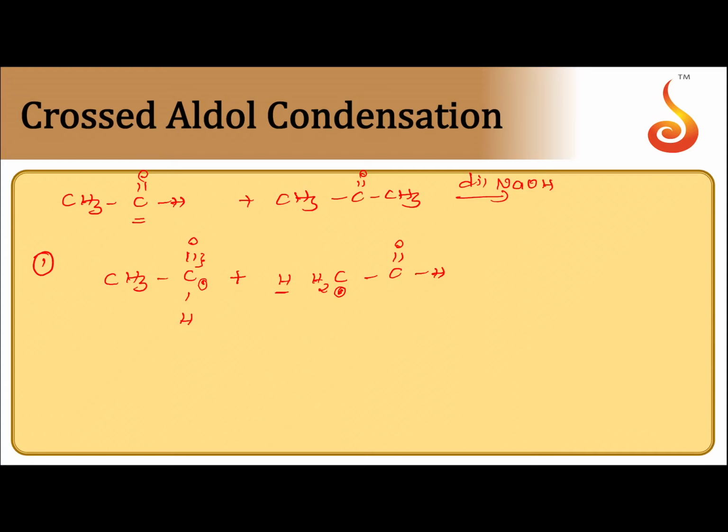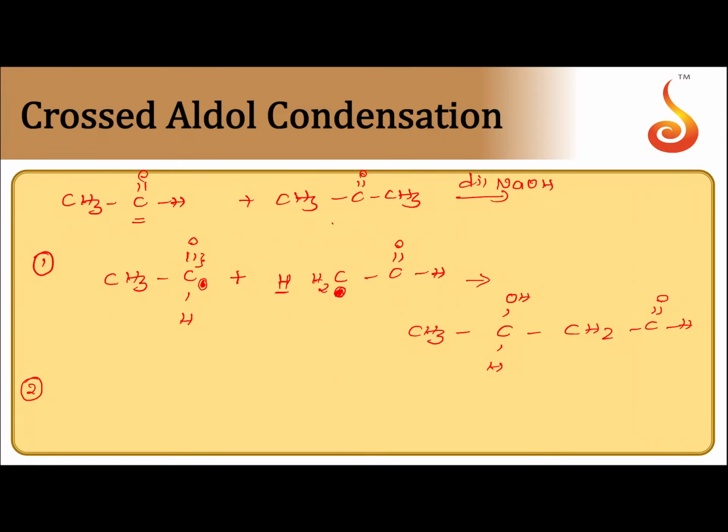Write two aldehydes in such a way that one aldehyde is written normally and the alpha hydrogen atom of the other aldehyde is written separately. This hydrogen atom should form a bond with oxygen, and this carbon atom and this carbon atom should be bonded together. So what will I get here? CH3CH(OH)CH2CHO. This is the first product.